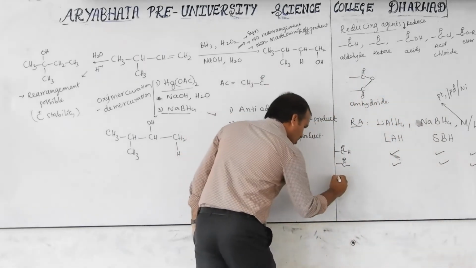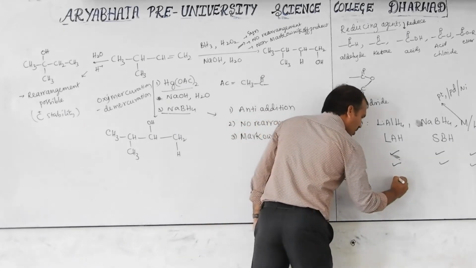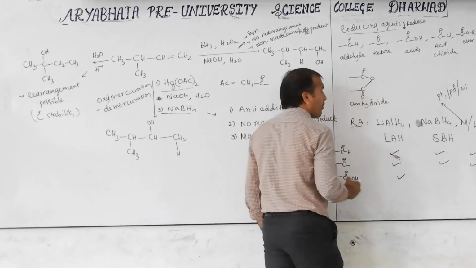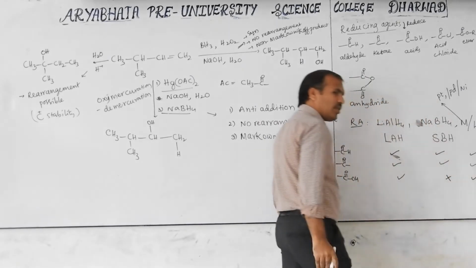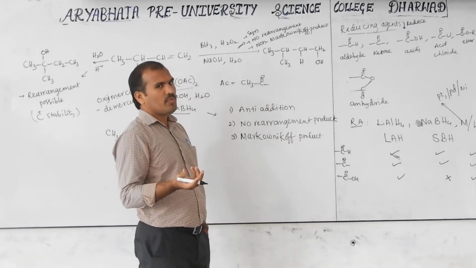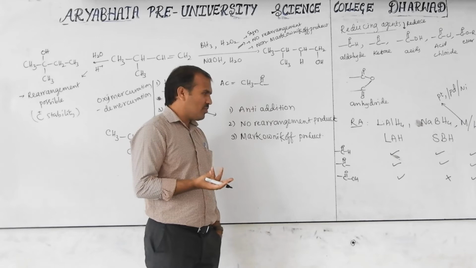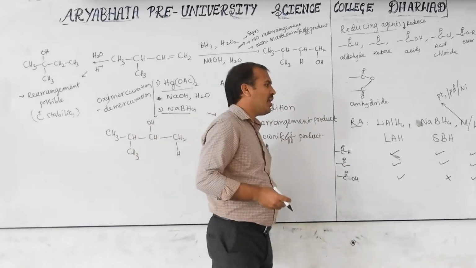Next, carboxylic acid. Carboxylic acid is reduced by LAH, okay, but not here. Here it is reduced. So you have to remember which is reduced and which is not. If you remember this table, it is easy for competitive exams. In the PUC exam not many questions will be asked on this, but for competitive exams this step is very, very important.